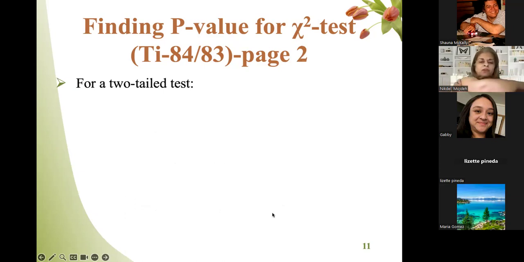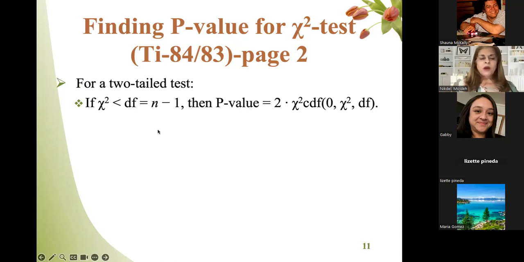Okay, what happens if you have a two-tail test? Remember, your test values are always positive, so I cannot compare my test value with 0. So what do you compare your test value with? Because for a two-tail test, when you are finding your p-value, you have to find either the area of a right tail, then double it, or find the area of the left tail and double it. Since our test value is always positive, I cannot compare it with 0. So what do I compare it with? I'm going to compare my test value with degree of freedom.